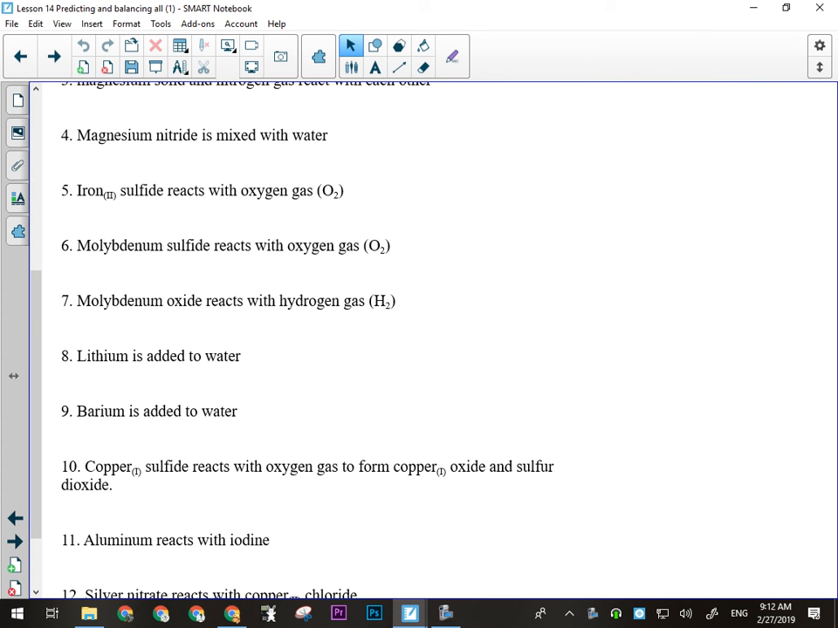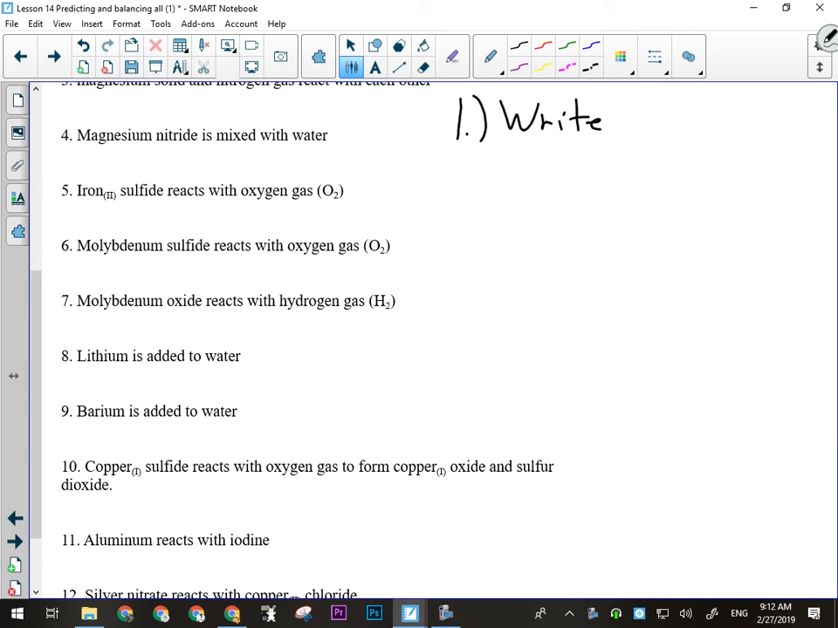All right, so if we're predicting the products of a chemical reaction, our steps go as follows. We want to first write out the reactants, and by that I mean their formulas. That's my first step: write out the reactants, that is, their formulas. I have to do that because it's not given to me.